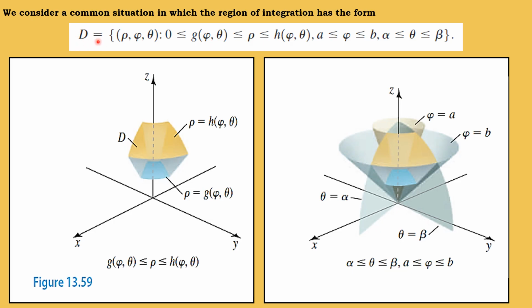The set D is a set containing rho, phi, and theta, where rho is between the functions g of phi and theta and h of phi and theta, and rho is greater than or equal to 0. And phi here is an angle bounded from a to b inclusive, and theta is also an angle bounded by alpha and beta inclusive. So we have the illustration here.